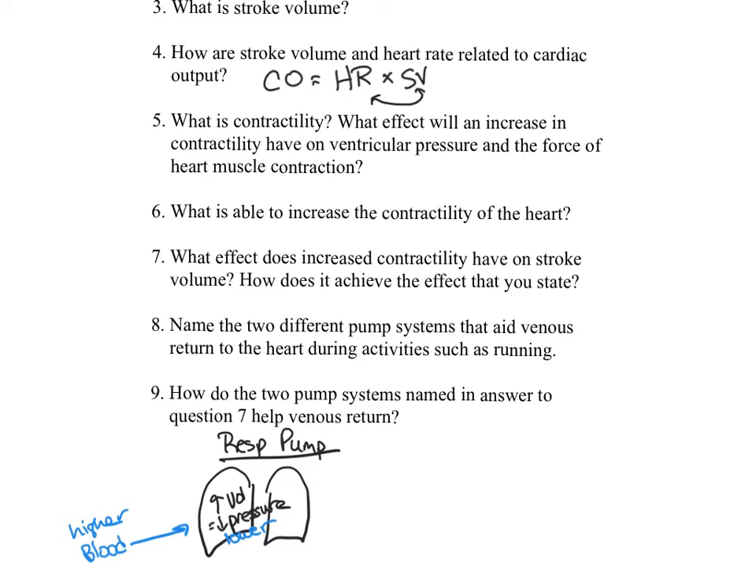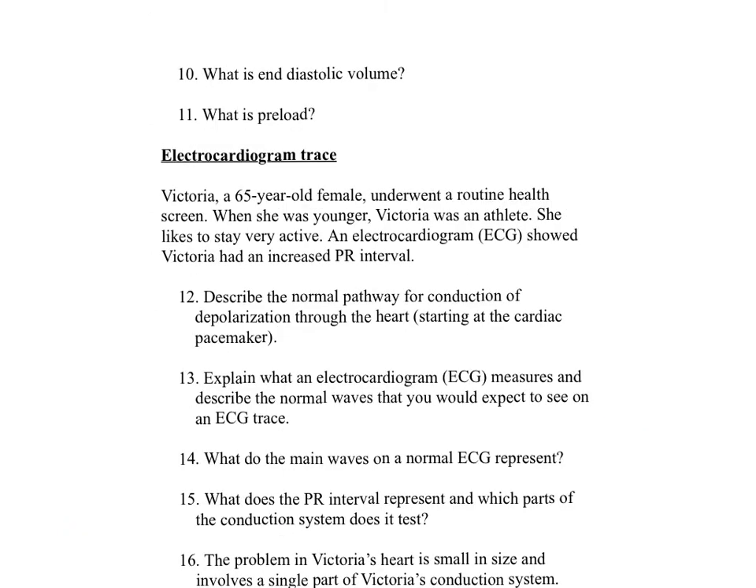So the pressure that's higher in the legs and in the arms, that blood then in the legs and arms is going to move towards the thoracic cavity where there's less pressure. The other one is the muscular pump. The muscular pump is just the skeletal muscles contracting on those veins. So when the skeletal muscles contract and they squeeze those veins, it's squeezing that blood back up towards the heart, the thoracic cavity.